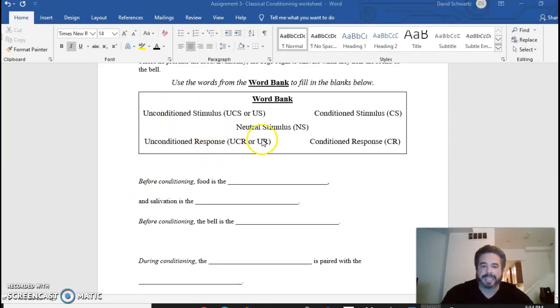Okay, here are our key vocabulary terms for classical conditioning. Unconditioned stimulus, unconditioned response, neutral stimulus, conditioned stimulus, and conditioned response. Remember that the process of classical conditioning is pairing an unconditioned stimulus with a neutral stimulus, resulting in eventually the neutral stimulus becoming the conditioned stimulus and eliciting a conditioned response.